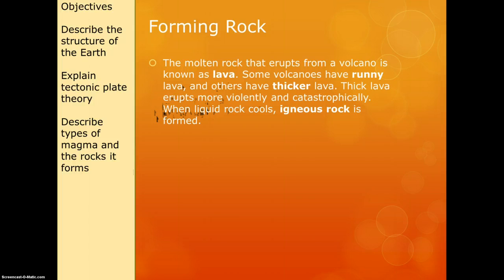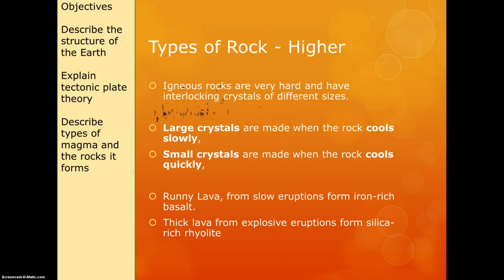Then, as this liquid rock cools, as the lava cools, it turns into a type of rock that we call igneous rock. And for the higher, we just need to know a little bit more about this rock. Igneous rocks are particularly hard, and they're made up of crystals, and they have different sized crystals which gives them different properties. Large crystals are made when the rock cools slowly, and small crystals are made when the rock cools quickly. So runny lava from slow eruptions forms iron-rich basalt.